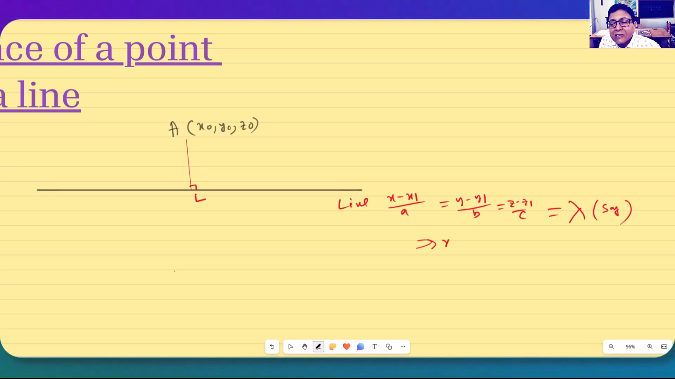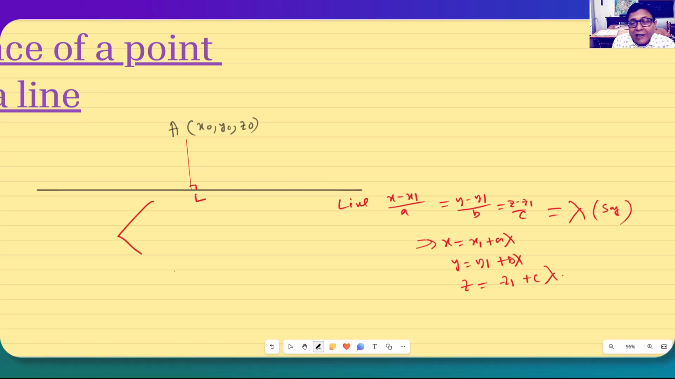Then x equals x1 plus a lambda, y equals y1 plus b lambda, z equals z1 plus c lambda. Lambda is a scalar, and you are habituated to it because we have done sums based on it. Let the point L be this one. L is also a point on the line, no? So you can take the point on the line this way: z1 plus c lambda.